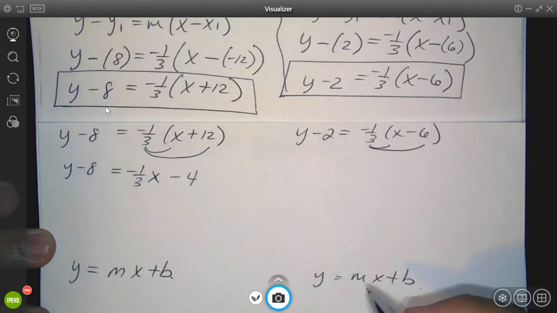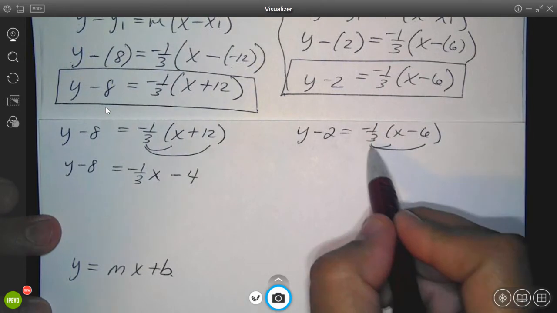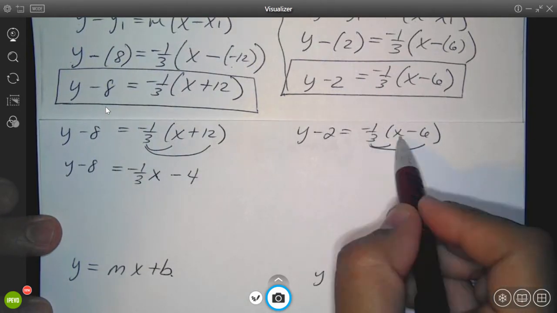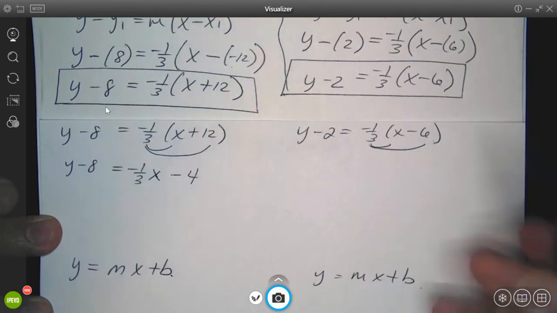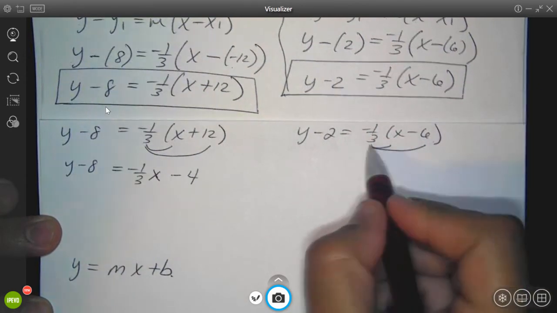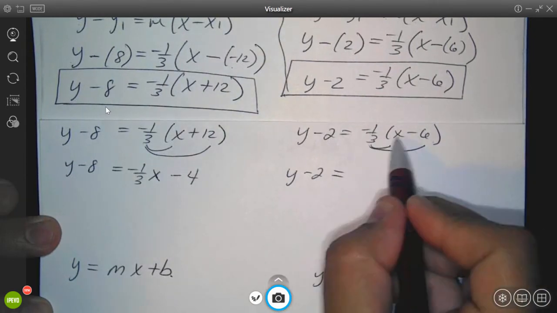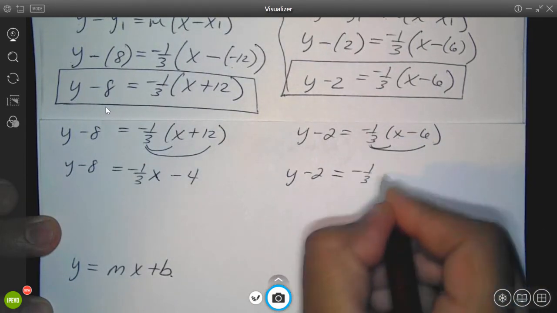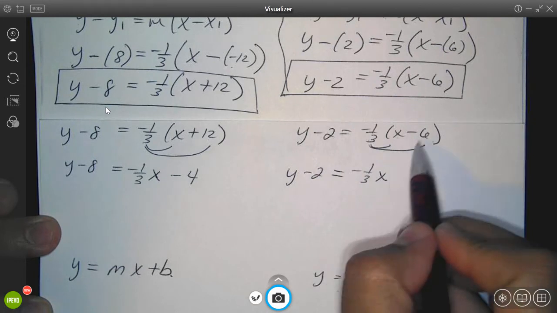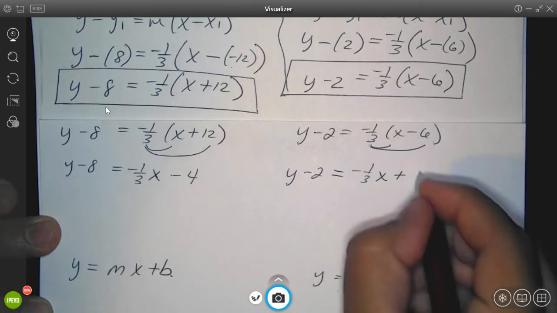Be very careful. Please use your calculator. Don't get it wrong because you are assuming you're multiplying correctly. Please use your calculators. Same thing here. We're distributing the negative 1/3. Again, because this has parentheses, the form we want to get it to does not. So I distribute. So I get y minus 2 equals negative 1/3 times x is a negative 1/3 x. Negative 1/3 times a negative 6 gives me a positive 2.